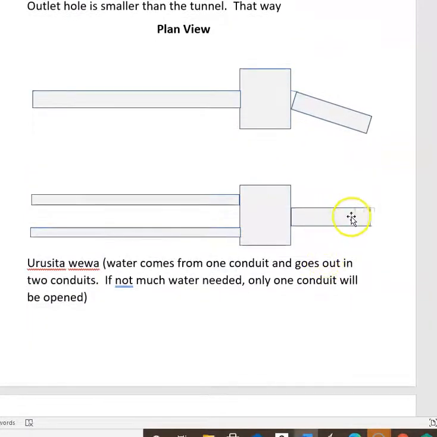In Urusitawa, you have one conduit bringing water and two conduits taking water. So if you want a little bit of water, then you close this conduit with the gates, wooden gates, and let the water go from this one. And if you want a lot of water, then you open both gates. And also you could control the amount of water coming into the Bisokotuwa with the gate here.